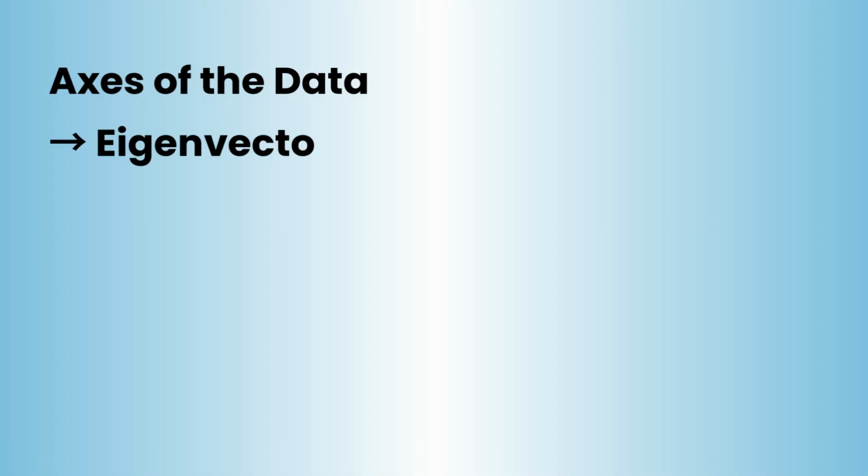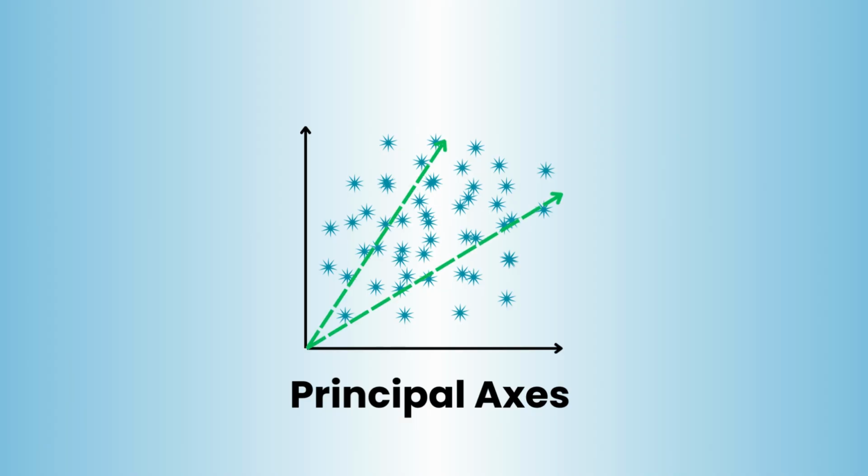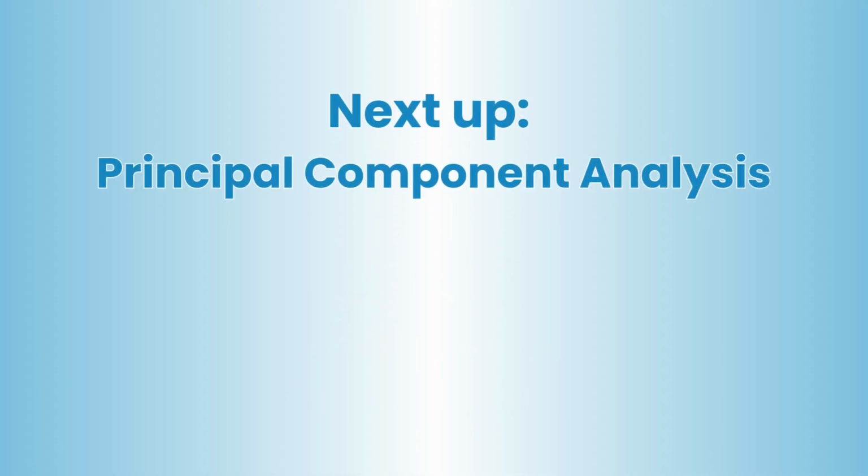So, we have decoded the DNA of the matrix. We found the vectors that don't rotate and the values that tell us how much they stretch. But why does this matter for machine learning? Think about a massive dataset with 1000 noisy features. If we can find the eigenvectors of that data, we effectively find the main axis, the direction where the data contains the most information. This allows us to separate the signal from the noise. This is the math behind principal component analysis, and this is exactly what we will build in the next video.